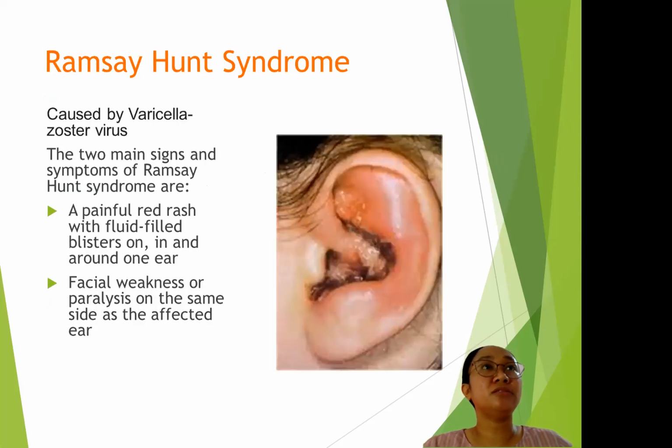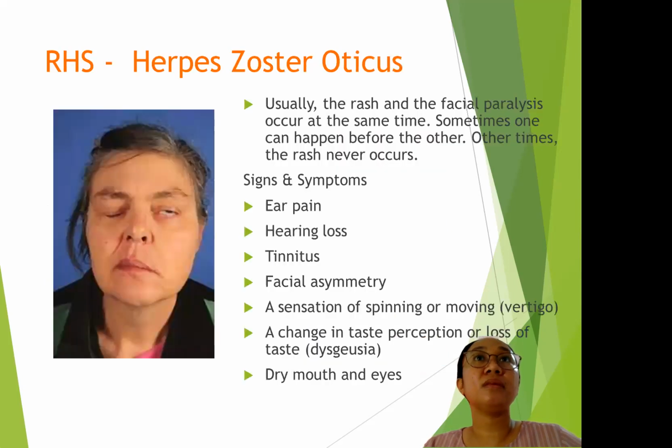What is Ramsay-Hunt syndrome? It is caused by varicella zoster virus, which causes chickenpox. So there are 2 main signs. One is a painful reddish rash with fluid-filled blisters on, in, and around the ear, or presence of facial weakness or paralysis, ipsilateral to the lesion. Usually, the rash and the facial paralysis occur at the same time. Sometimes one can happen before the other. Other times, the rash never occurs.